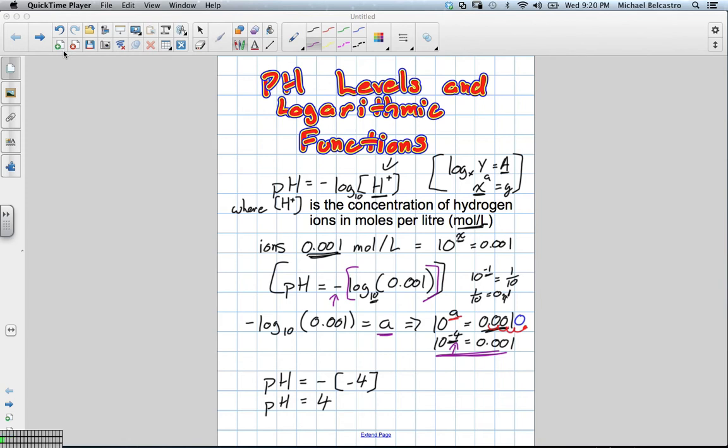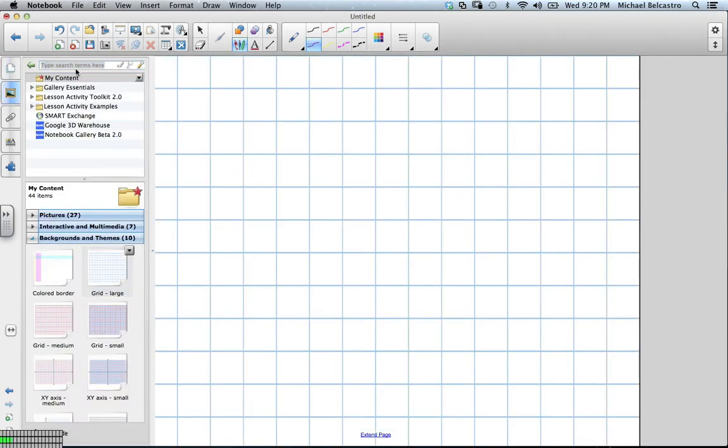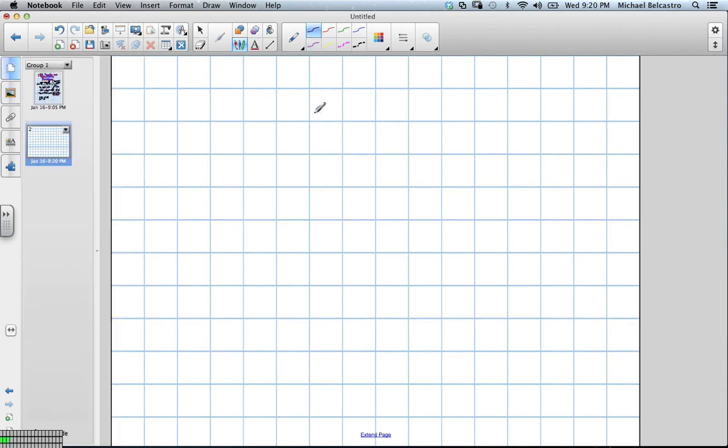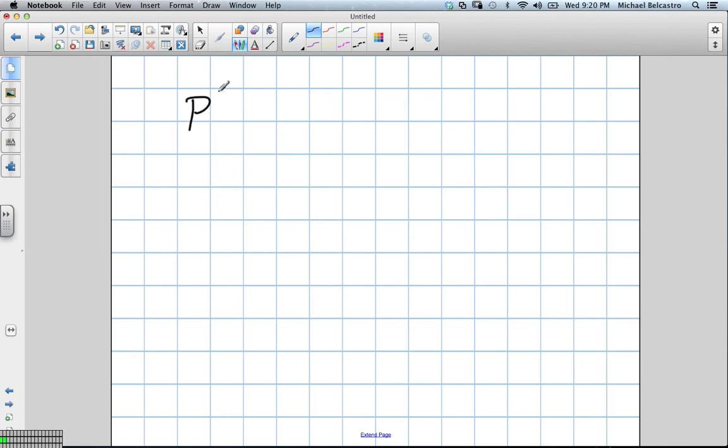Let's maybe jump to a second question here with pH levels. So another question says the pH of lemon juice is 2. So pH is equal to 2. What is the hydrogen ion concentration? In other words, what are our moles per liter in this question?